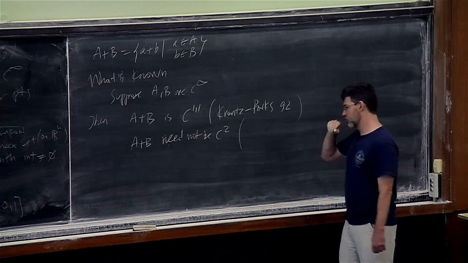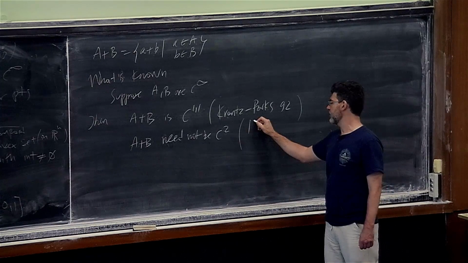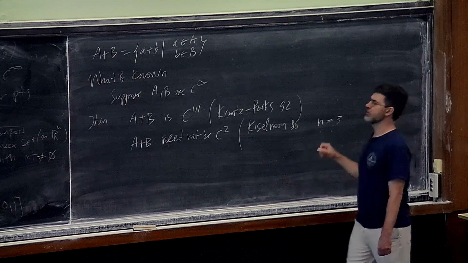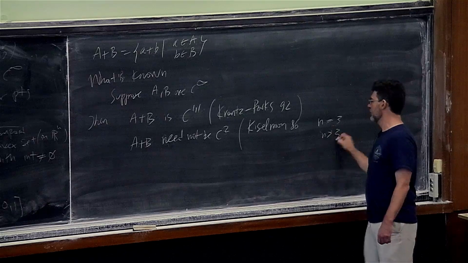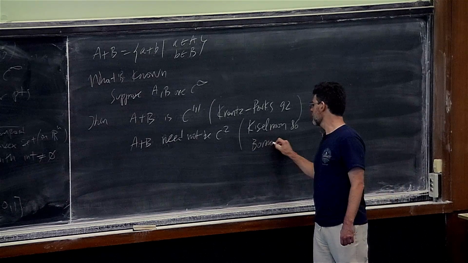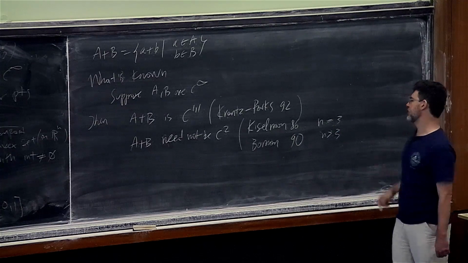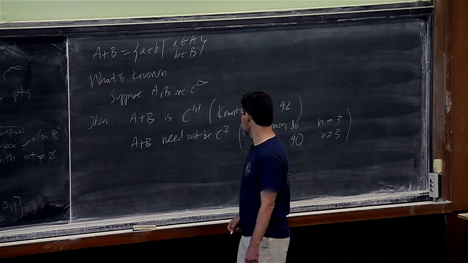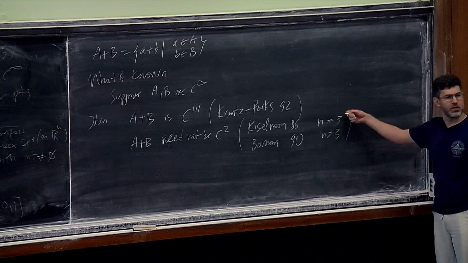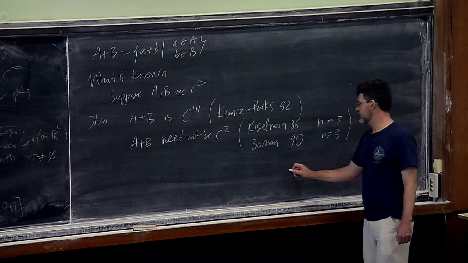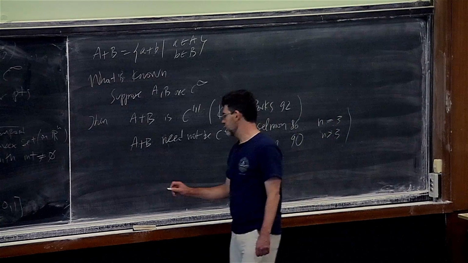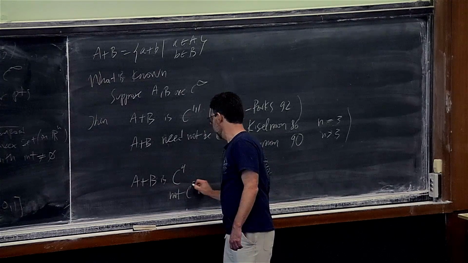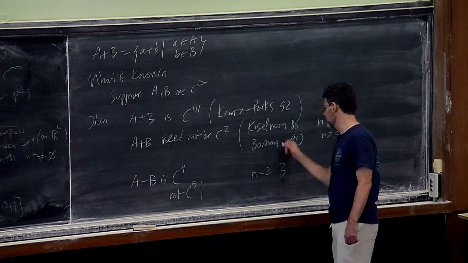The first counterexamples were obtained by Kiselman in 86. So this is when n is 3. And for larger n, this is due to Bowman in 1990, I believe. And also, I have one case missing, when n is 2, and in this case, the situation is a little bit better. Here, A plus B is always C4, but not C5. So this is, again, due to Bowman in the same paper.